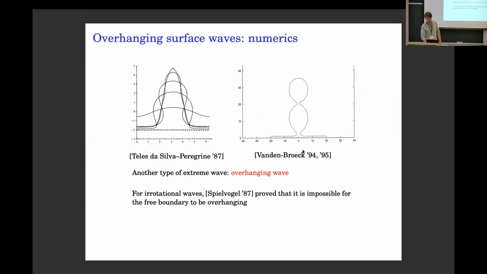And this kind of solution is supposed to persist. Let me also point out that this kind of overhanging cannot happen when there is no vorticity. This has been proved by Spielvogel using a maximum principle argument. So you have to have some vorticity here. But as soon as you turn on a constant vorticity, even in the simplistic case, you can see this.